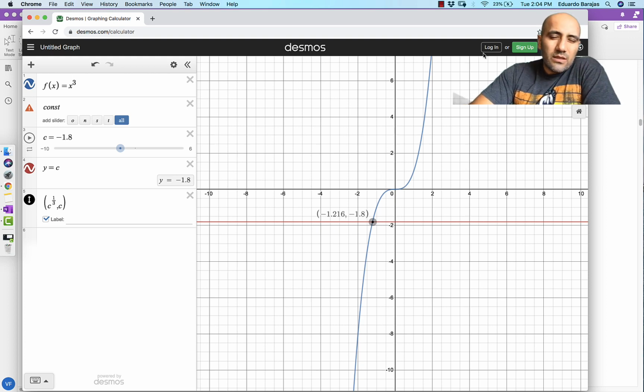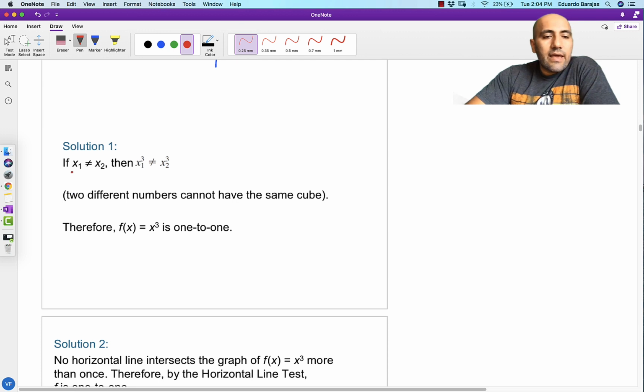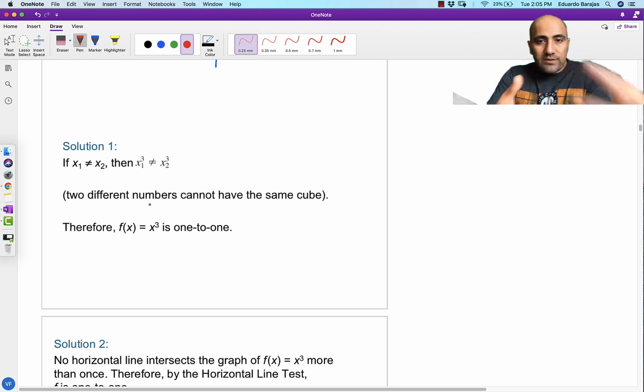Another way would be to rely on your understanding of the curvature and note that, here's one of the solutions, if x sub 1 does not equal x sub 2, then x sub 1 cubed does not equal x sub 2 cubed. So just knowing the nature of the curvature and knowing that two different numbers cannot have the same cube, there's no way that two different inputs will result in the same output. Right? And that just stems from understanding the graph in some very simple cases, or if you can visually see the graph, if it's presented to you, then you can use that logic. Otherwise, the graph and the vertical line test does a good job.